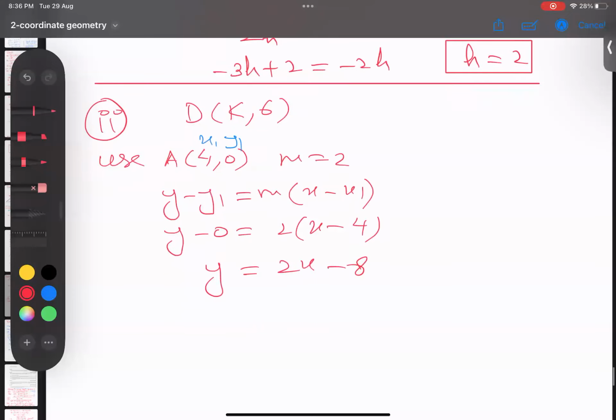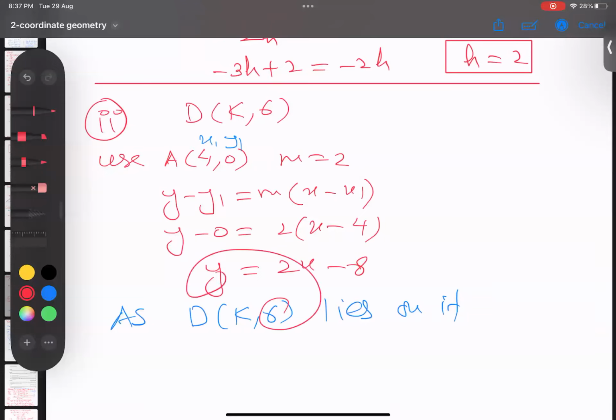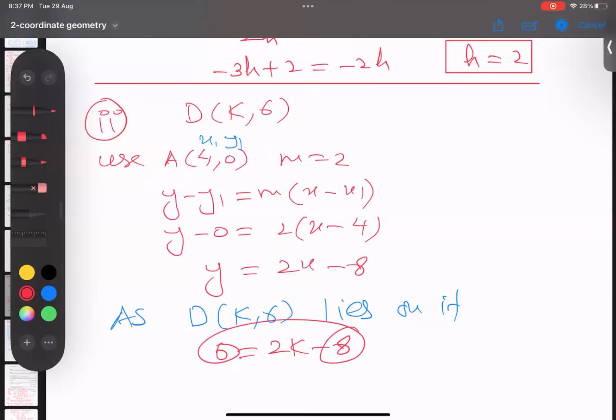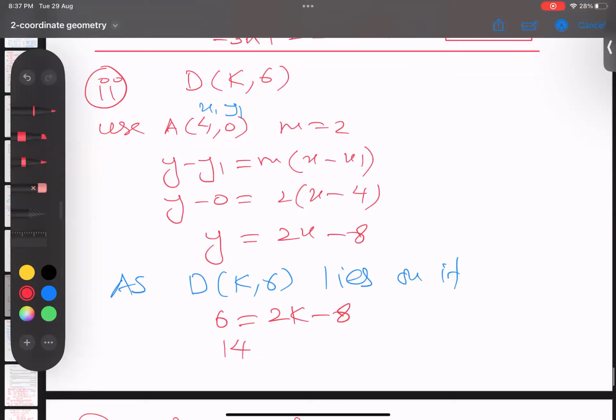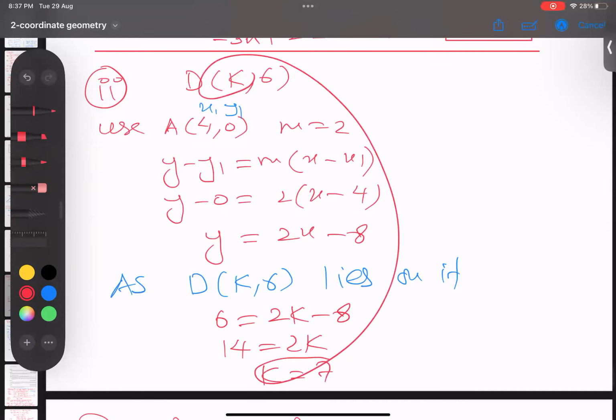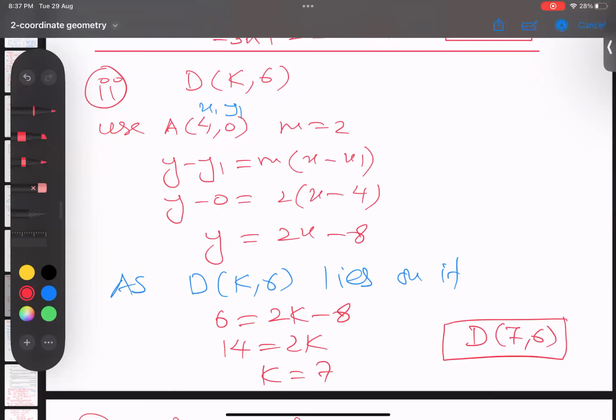D (k, 6) lies on this line. So this 6 goes in the place of y and k goes in the place of x. Alhamdulillah Rabbil Alameen. 8 goes there, becoming 14. Divide by 2, I got 7. So the D coordinate is (7, 6). This is my answer. I believe you got the point.